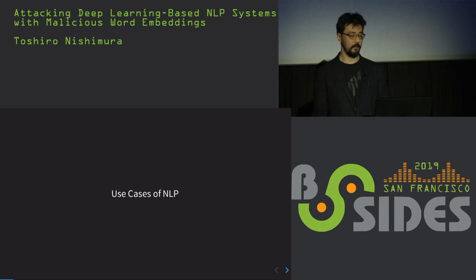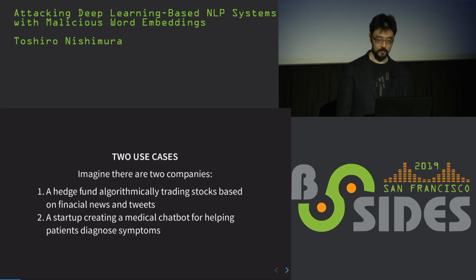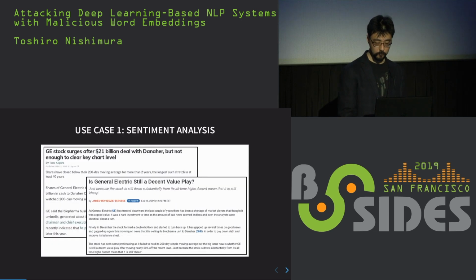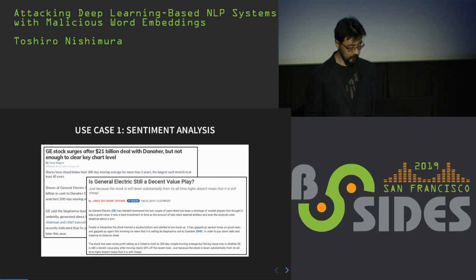So first of all, why does any of this matter? To set the stage for this presentation, I'd like you to imagine that there are two companies. The first one is a hedge fund that algorithmically trades stocks based on financial news and tweets. And a second is a startup creating medical chatbots for helping patients diagnose symptoms. The first company does something called sentiment analysis, which is the process of taking a chunk of text and assigning a score of how positive or negative it sounds.